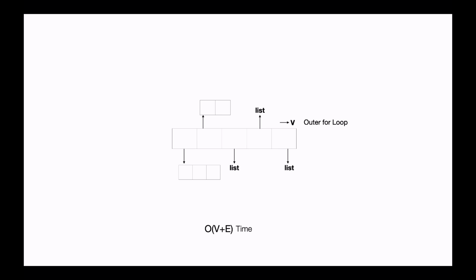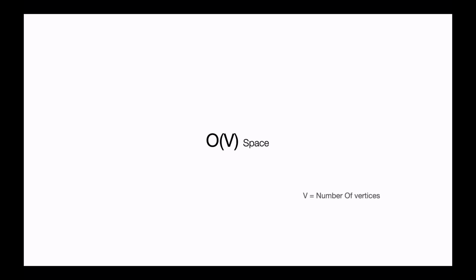Now let's talk about the space complexity. Here we are going to consider the auxiliary space, that is the temporary space allocated by your algorithm to solve the problem with respect to input size. So the space complexity will be order of V, where V is the number of vertices, because we need a queue of size V to store the vertices of the graph. So the space complexity is order of V, auxiliary space.